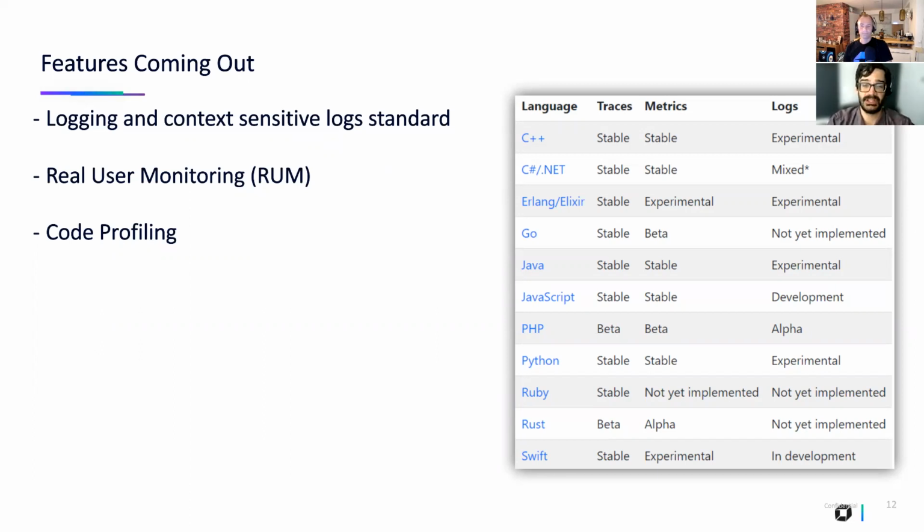That means they got basically the main portion of development done, and now they're just working through it. You'll see others where they're not implemented yet. Ruby, they have the traces, they don't have metrics and logs. But really just look to that feature list because it will tell you.